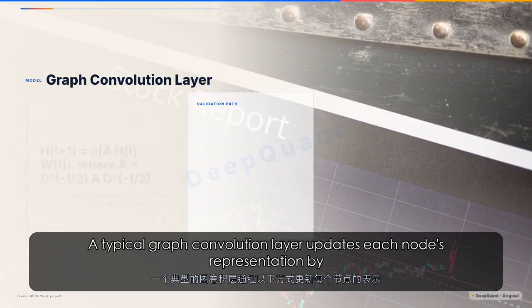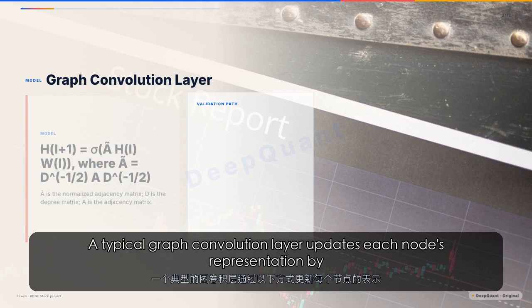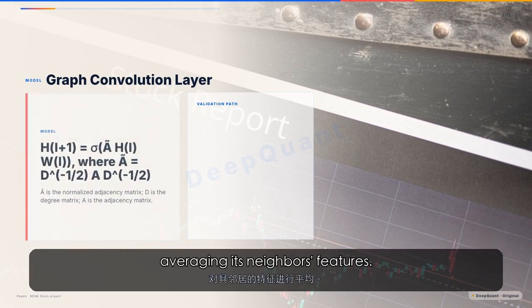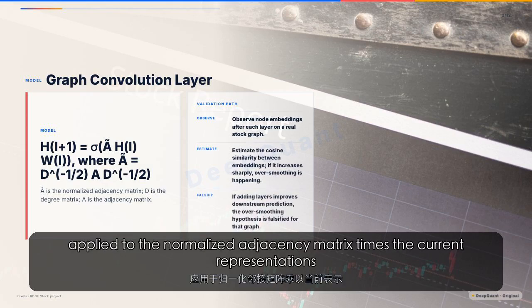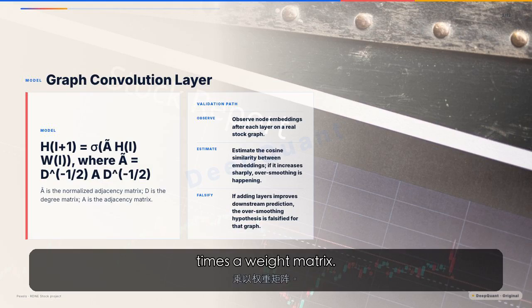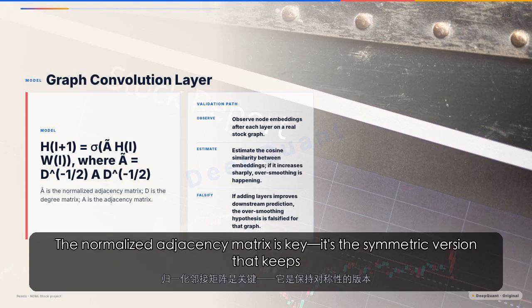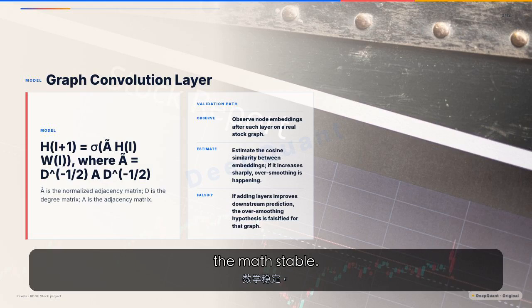A typical graph convolution layer updates each node's representation by averaging its neighbors' features. The formula shows this. H at the next layer equals an activation function applied to the normalized adjacency matrix times the current representations times a weight matrix. The normalized adjacency matrix is key, it's the symmetric version that keeps the math stable.